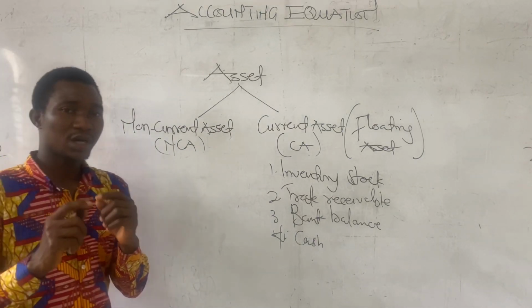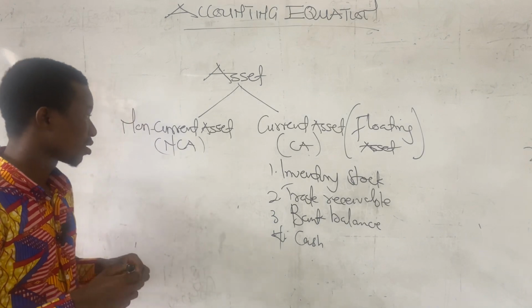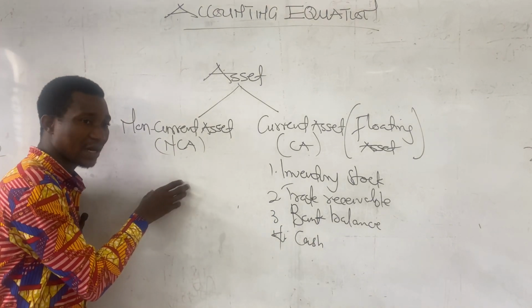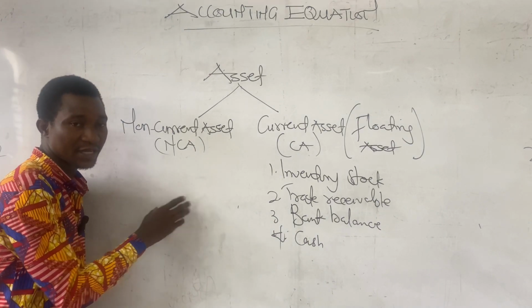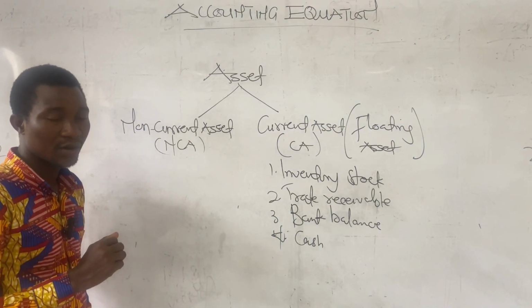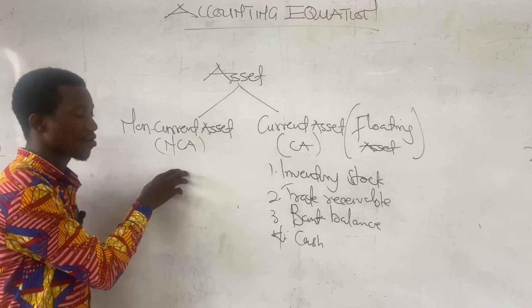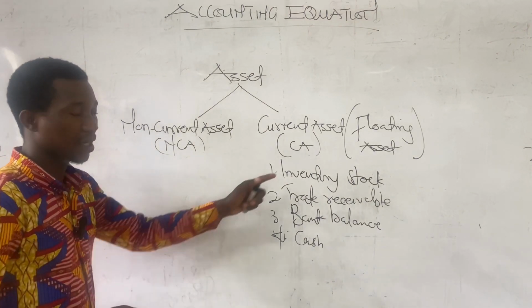But I want you to get this clear. A motor vehicle can be a non-current asset. A building can be a non-current asset. Furniture and fittings can be a non-current asset. So let's say furniture or a motor vehicle can be a non-current asset, and at the same time, a current asset.